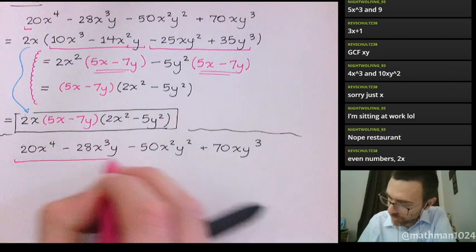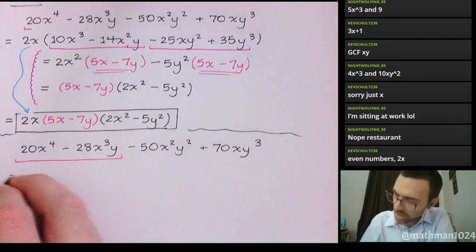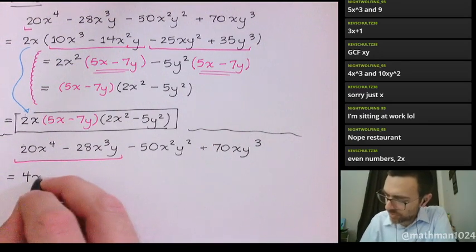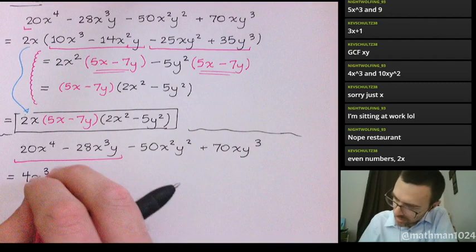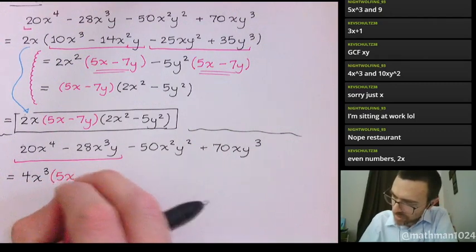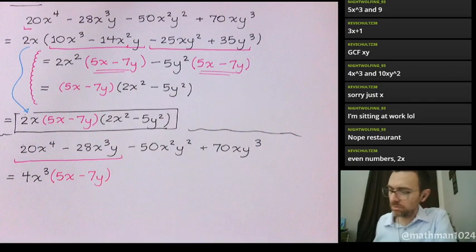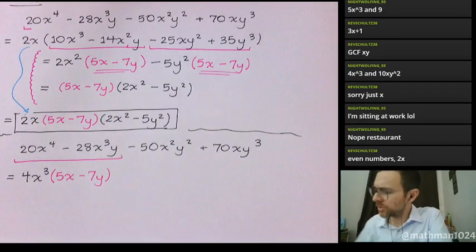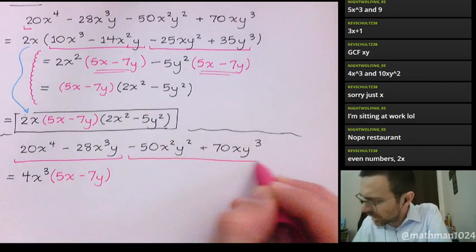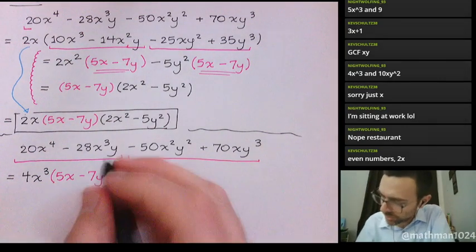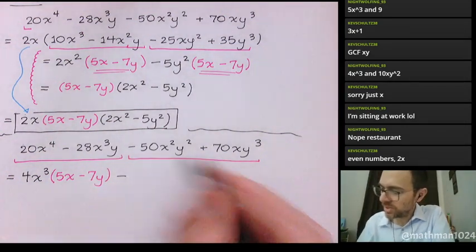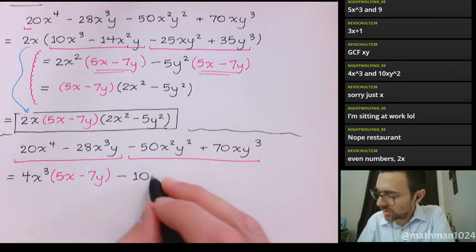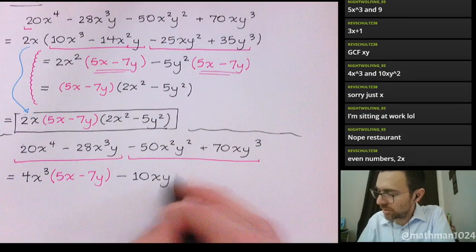So here in the first group, the common factor between 20 and 28 is 4, and we can take out x to the third as well. So now we're left with 5x minus 7y. Well, that's comforting to see because we see that up here, right? So I feel like we're doing something good. Okay, between these two terms, well, we start off with a negative. Let's start there. 50 and 70 have a common factor of 10, and they both have x, and they both have y squared.